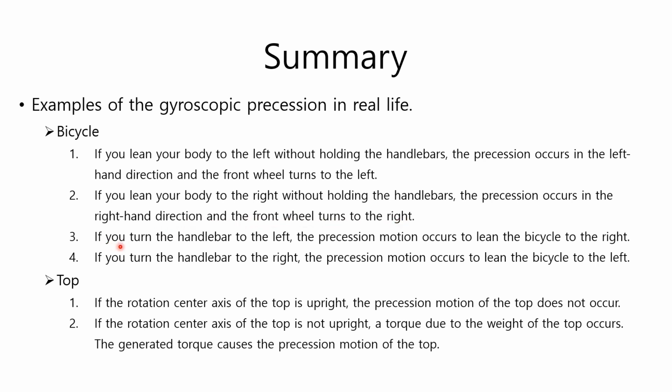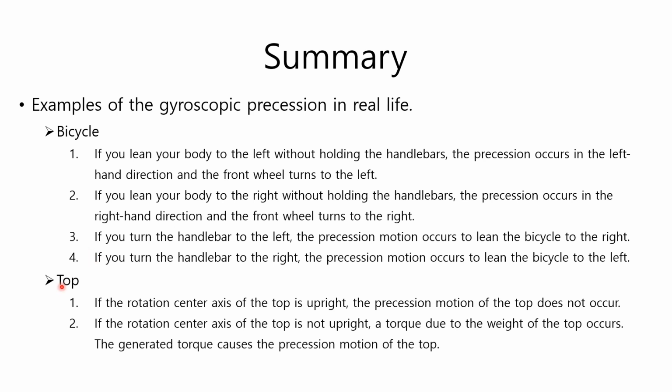If you turn the handlebar to the left, the precession motion occurs to lean the bicycle to the right. If you turn the handlebar to the right, the precession motion occurs to lean the bicycle to the left. This phenomenon is the same as the precession motion that occurs in all parts that rotate in the same direction as the wheels when the vehicle turns.